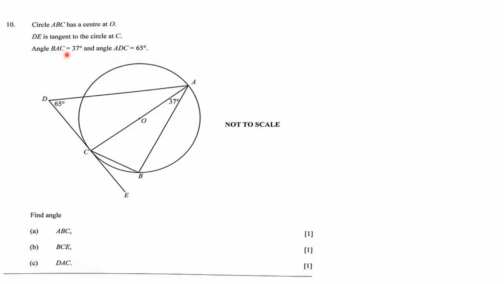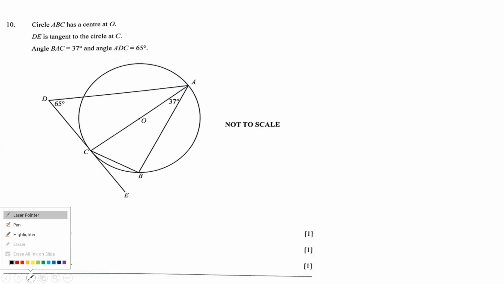And we have BAC is 37 degrees. That's this one, BAC, that's 37 degrees. And angle ADC is going to be 65 degrees, all right? And so they're saying, using this information, determine the angle ABC.